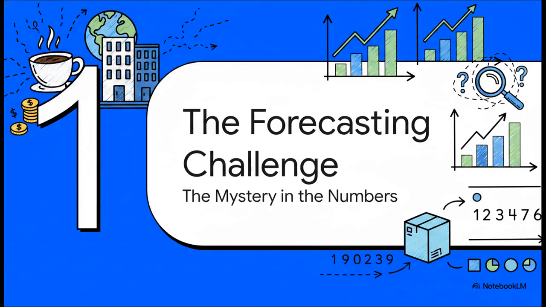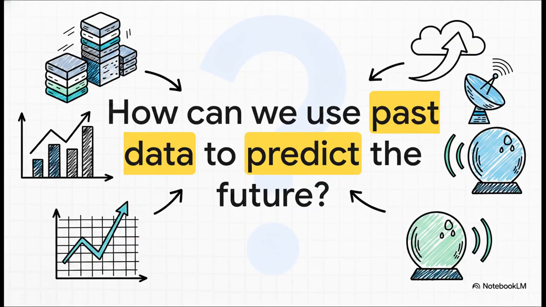You know, every organization out there, whether it's a tiny coffee shop or a massive global company, they all face the exact same problem: uncertainty. What are sales going to look like next quarter? How much inventory should we order? The answers are all hidden in this mystery, deep inside the numbers. Which brings us right to the heart of our investigation, the big question: how can we actually use the record of the past to make a solid, reliable prediction about what's going to happen in the future?